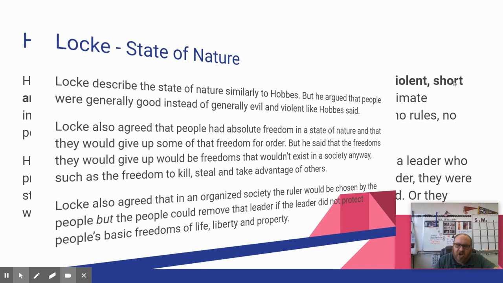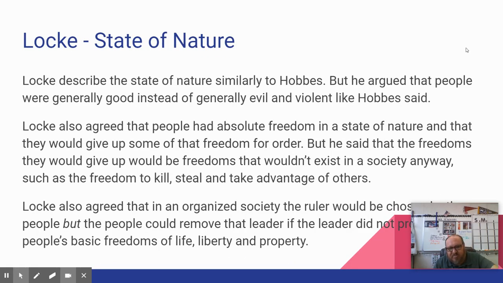Now, John Locke, on the other hand, pretty similar, described the state of nature similarly. He said that life was going to be violent and horrible, but he argued that people were generally good instead of generally evil and violent, like Hobbes said.